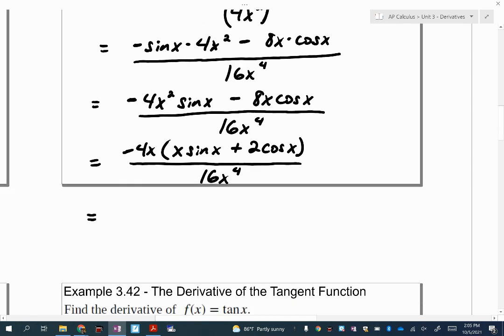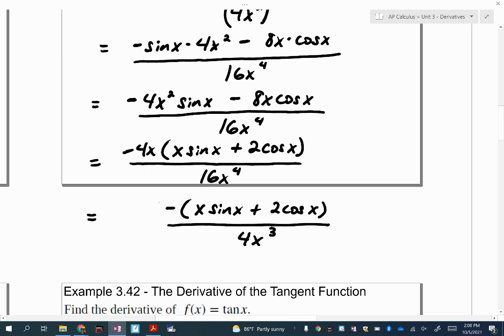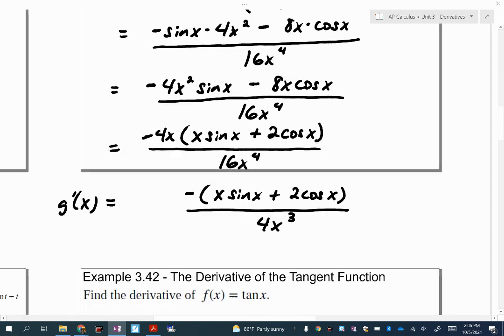So go ahead and cross out 4 over 16 to become 1/4, and the x and the x over x to the 4th power is going to leave x cubed in the bottom. So we have negative, or the opposite of x, times the sine of x plus 2 times the cosine of x all over 4x cubed. So that is my derivative of g of x. Okay? All right, let's keep going.